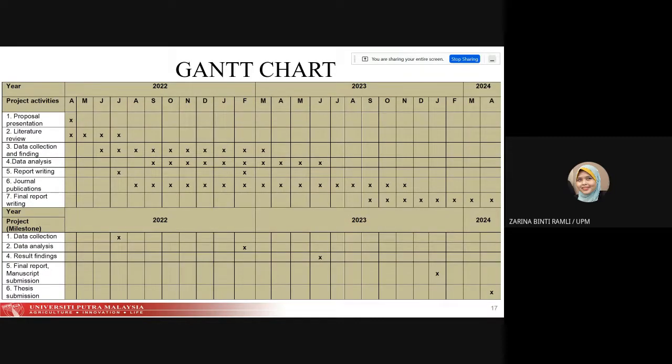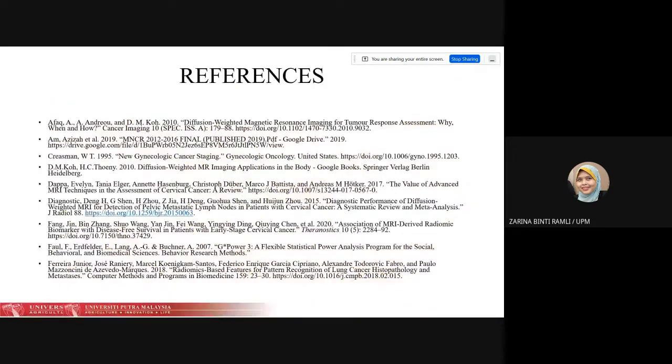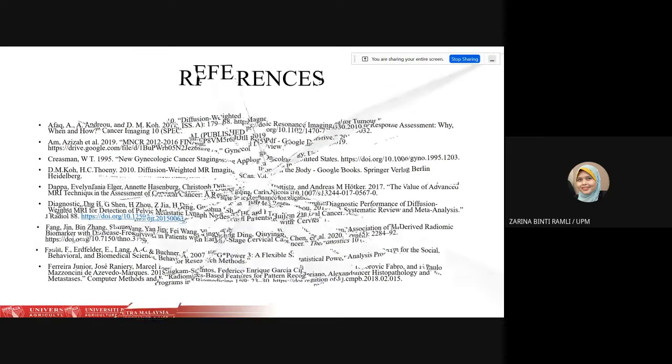And this is my Gantt chart used in my study, with the project activities and my project milestones. And this is the list of references that are used in my study.